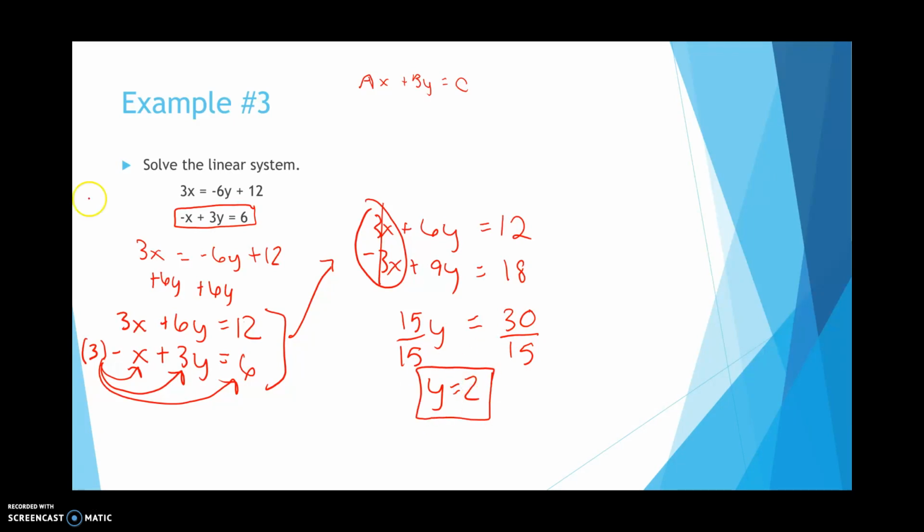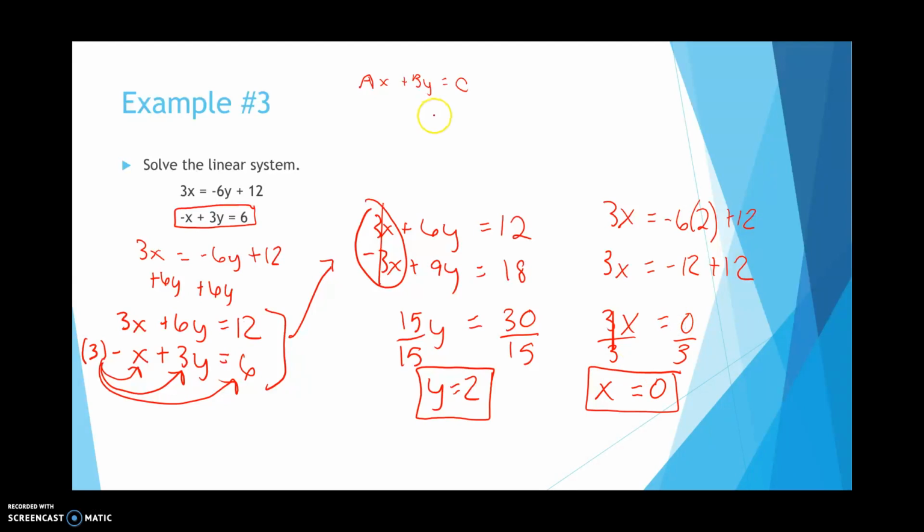Now I solve for x. I choose one of the originals, doesn't matter which one. I'll just go ahead and put it in with the first equation. So we have 3x equals negative 6 times y, which is 2. So negative 6 times 2 plus 12. We have 3x equals negative 12 plus 12, which gives me 0. So 3x equals 0. We've got to get x by itself, so divide 3 to both sides, and x is going to equal 0. So my ordered pair, the solution here, is going to be 0, 2.